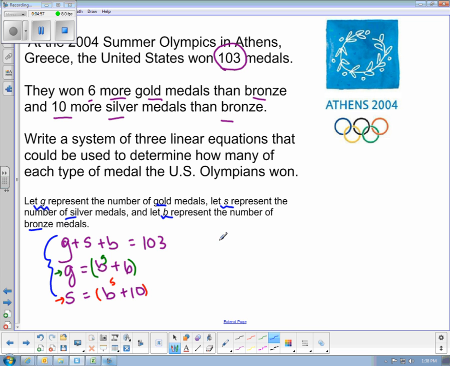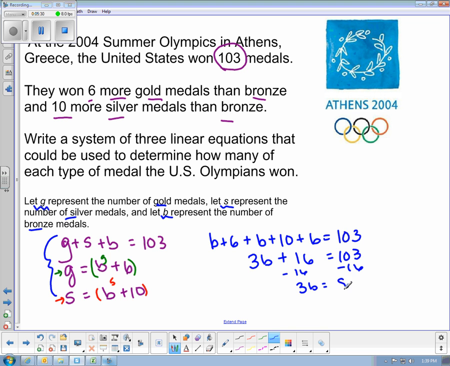We're trying to get one equation that's in terms of only one variable. So if I plug all those in, I'm going to have bronze plus 6 in place of my G. I'm going to have bronze plus 10 in place of the S. Then I have the bronze that was already there, and that altogether is going to equal 103. Now, if I go through and solve this, bronze plus bronze plus bronze is 3B, and 6 and 10 is 16. So then I want to subtract the 16, and I end up with 3B is equal to 87. And then I divide by 3, and I end up with B is equal to 29.